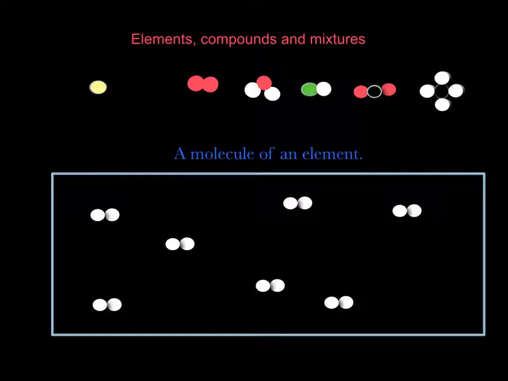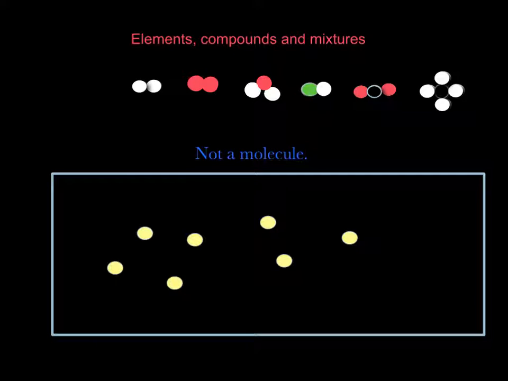In this case, I chose the two white dots for a molecule of an element because a molecule is two or more different or same atoms of an element. In this case, I chose two of the same atoms of an element because it says a molecule of an element, meaning it can only have one element.